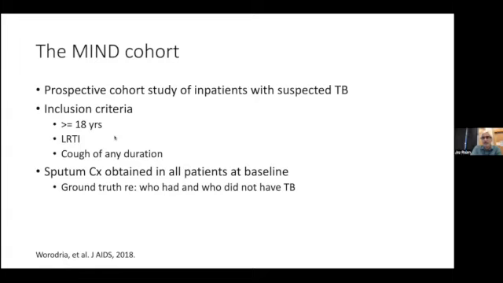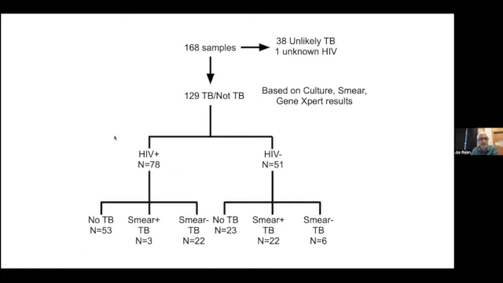So I was able to, with a collaborator from UCSF, tap into a prospective cohort of inpatients with suspected TB. The key thing here was that sputum culture was obtained in all patients at baseline, so at study entry. And so we had ground truth about who did and did not have TB. So this is really a great setup for trying to see if we can come up with a triage test, not an outpatient triage test, which is, of course, the ultimate gold standard, but a triage test nonetheless.